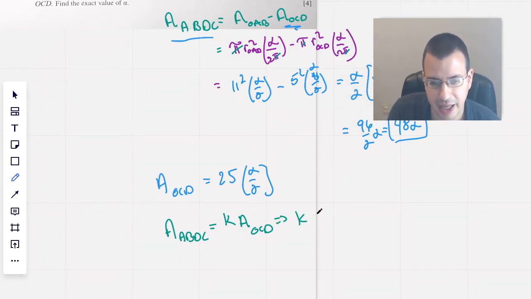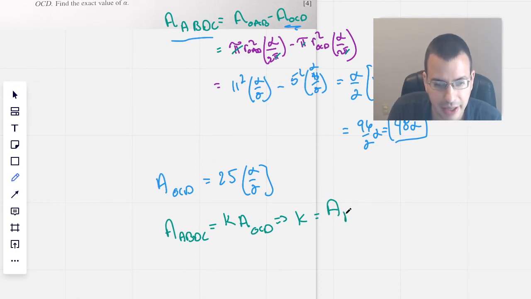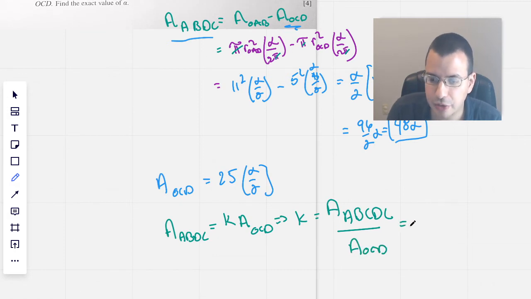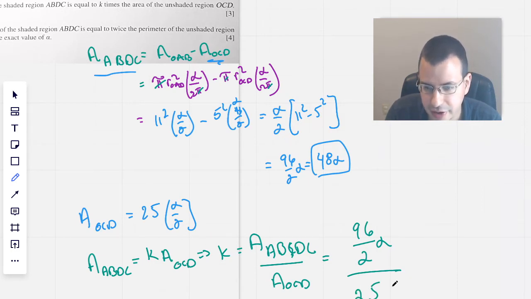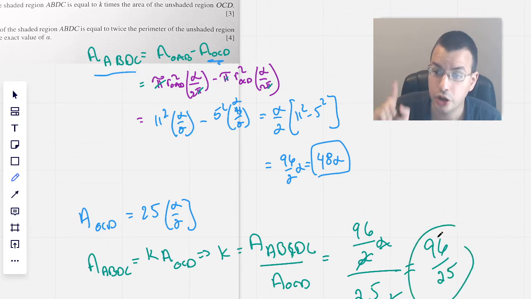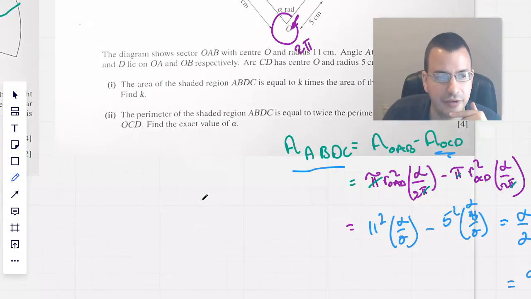K equals area ABDC over area OCD. And I'm going to write the area of ABDC, which is right there. So we have 96 over 2 alpha over 25 over 2 alpha. 2's will cancel, alphas will cancel. We have 96 over 25 as our value for k. Okay, excellent. So now we got to find the second part.